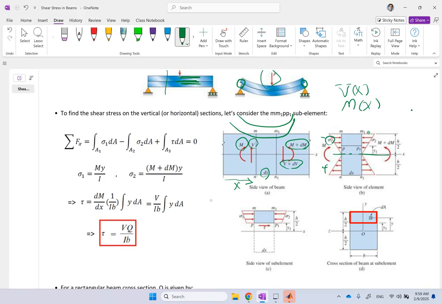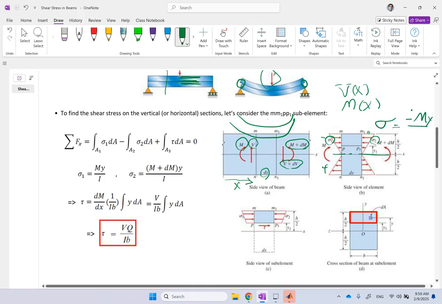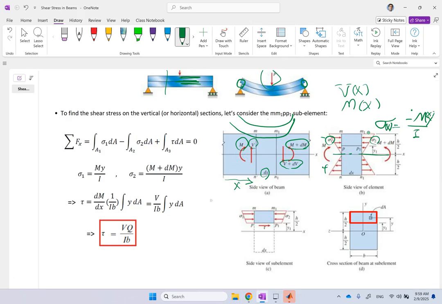Okay, and sigma 1 and sigma 2 are different values, of course, because they depend on x. Remember, sigma was negative My over I, and since M is a function of x, sigma is going to be a function of x. Okay, good. Now, sigma 1 and sigma 2 are not the same because there is some length difference between them.